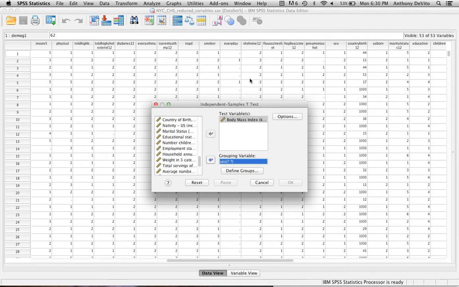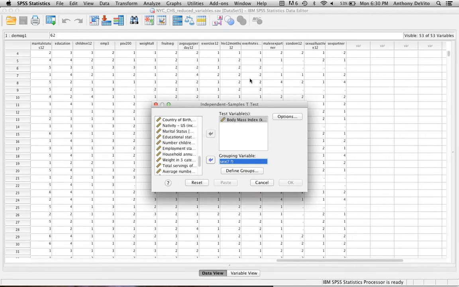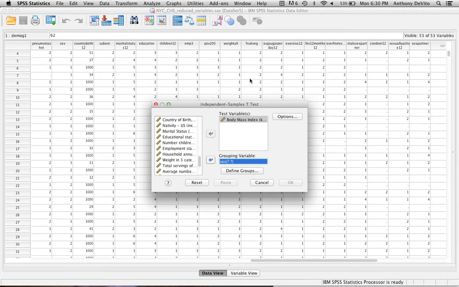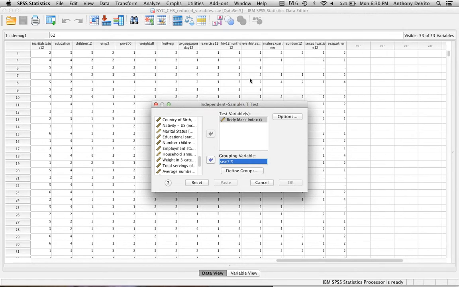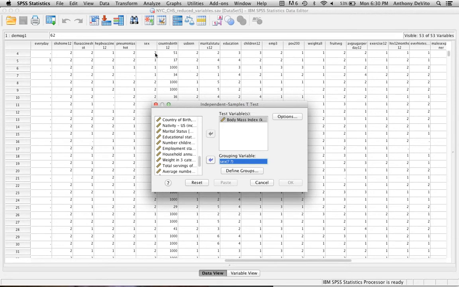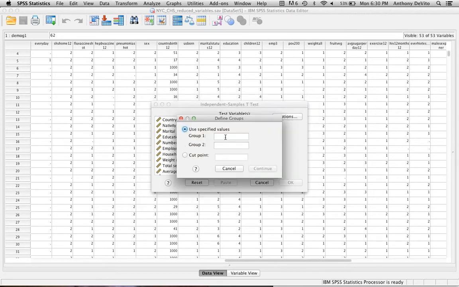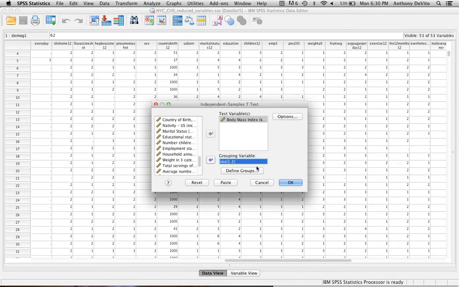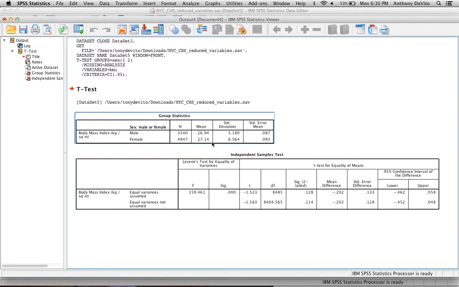I've got to define my groups. Now, what were my groups? Was it 0 and 1 or 1 and 2? Let's see. Sex is 1 and 2. Okay. Define my groups. 1 for male or female, 2 for the other. And I'm going to click OK. And SPSS will do that for it.